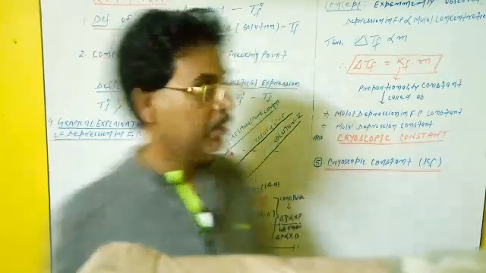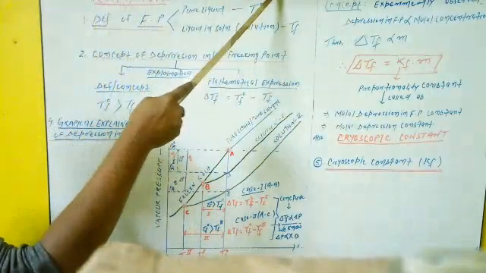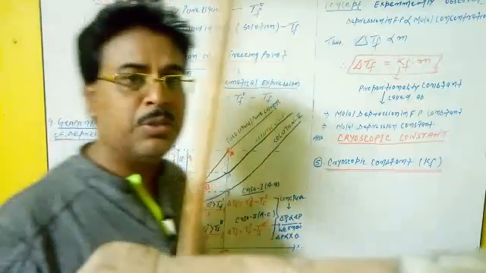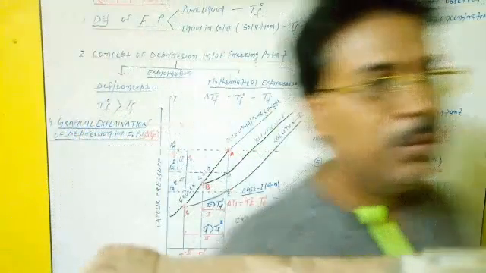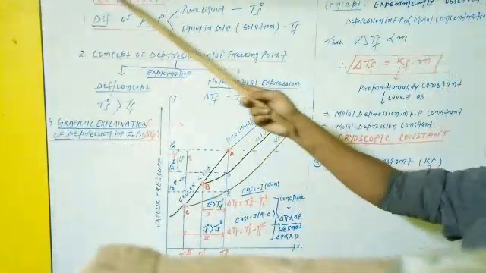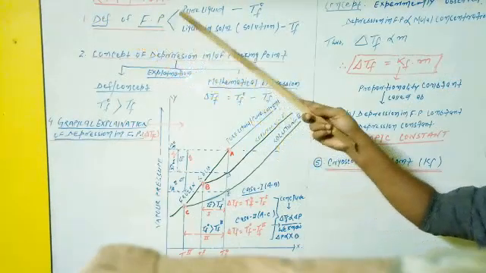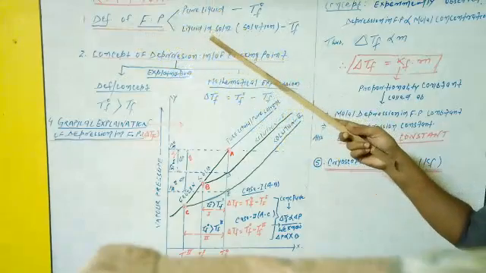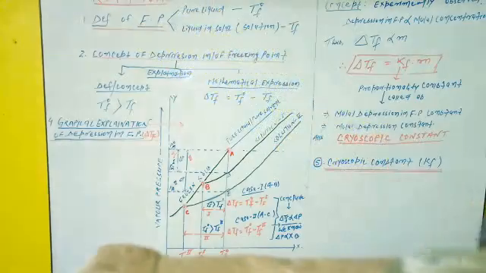You see here on the whiteboard, we have written depression in freezing point. This is studied under five headings. What are the five headings? You see on the whiteboard. First, the definition of freezing point, that means freezing point of pure liquid and freezing point of liquid in solution, in other words, freezing point of solution.